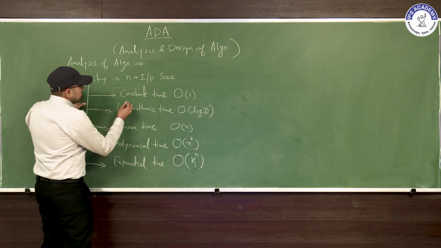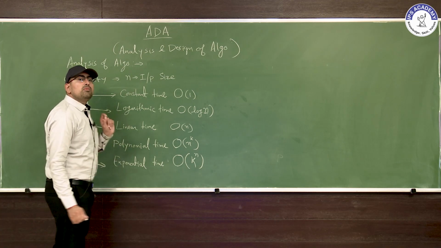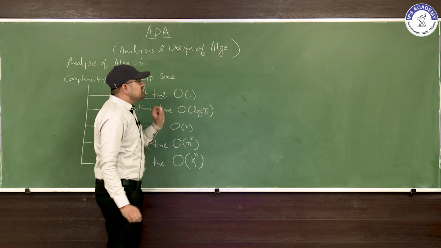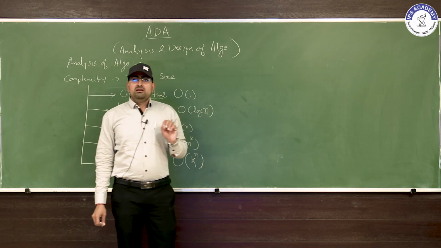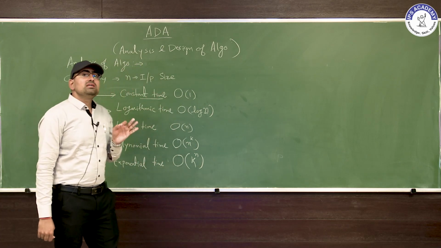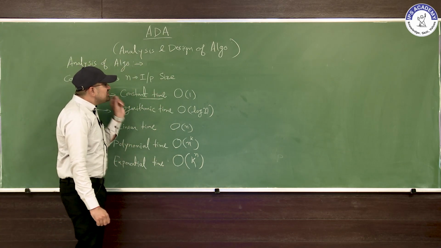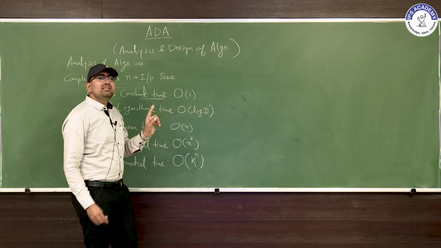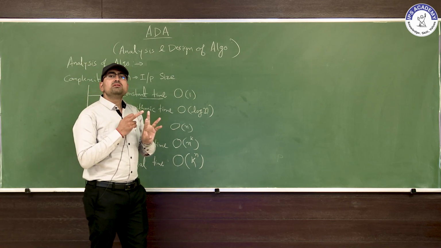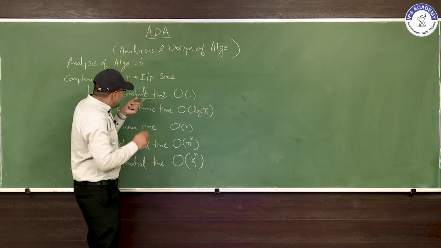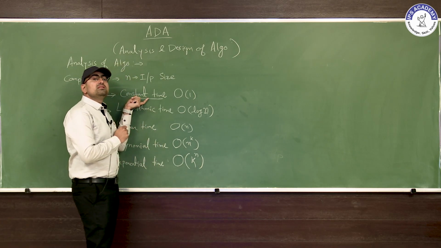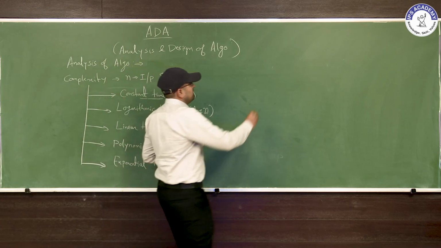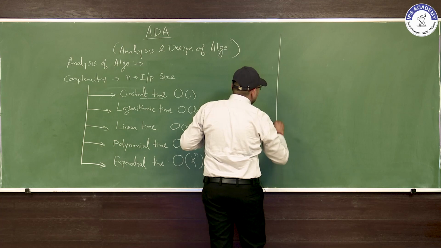So first, the most efficient type of complexity comes, that is constant time complexity. As the name suggests, there would be no change in the time requirement with change in the input size. It doesn't matter whether the size of input is 10 or 10,000, right? The time requirement would be constant, and it is considered to be the most efficient algorithm.